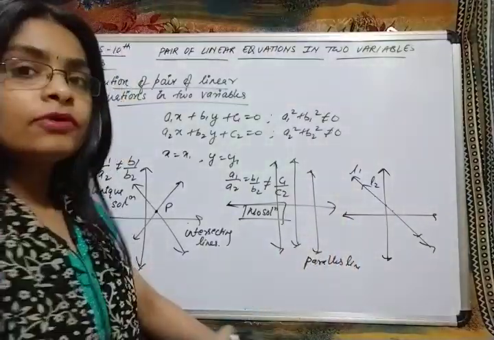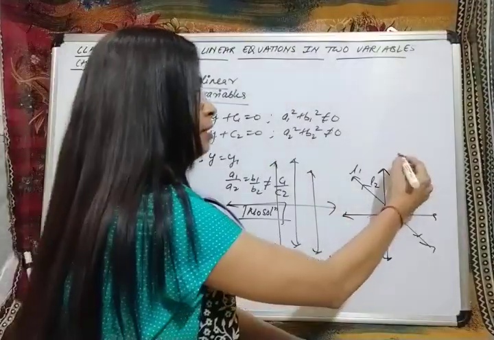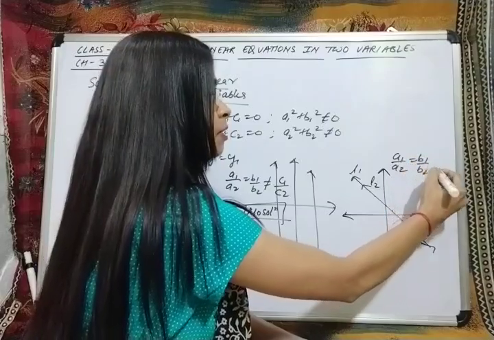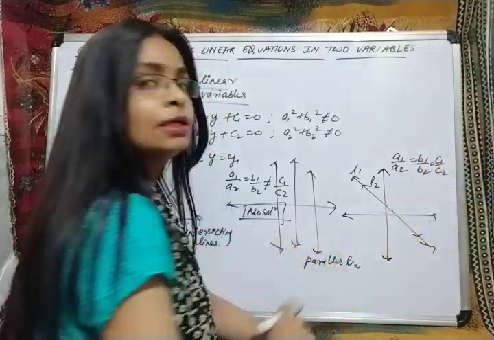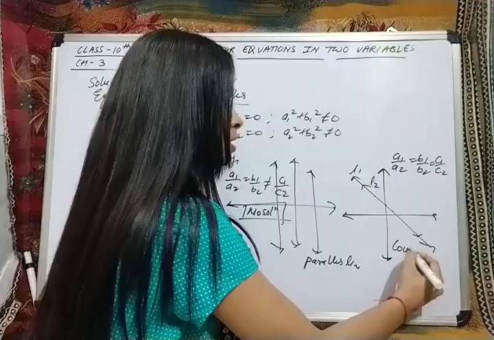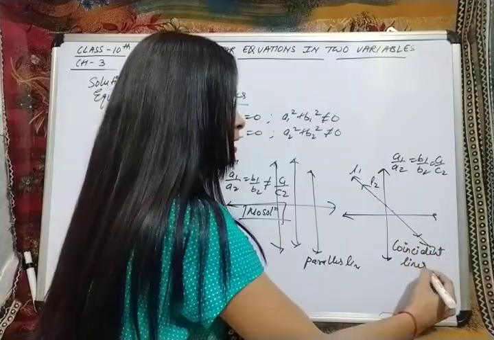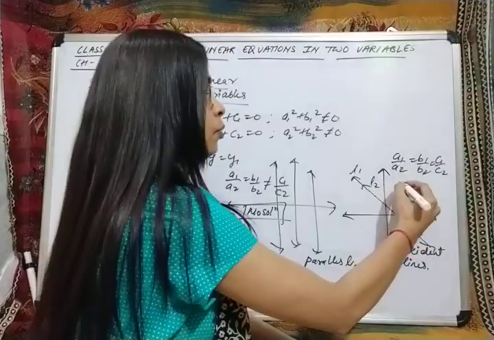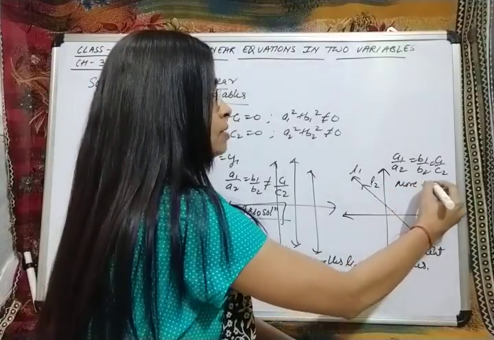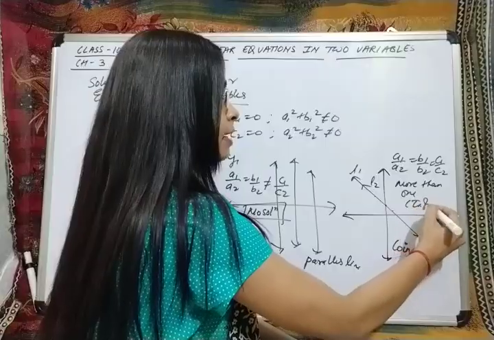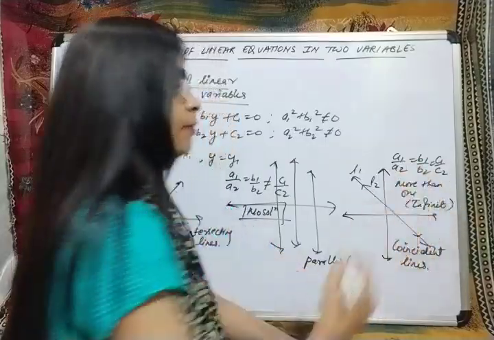Now see here, what was the condition for this? Here the condition was that all the ratios were equal: a1 upon a2 is equal to b1 upon b2 is equal to c1 upon c2. And these lines are known as coincident lines. One over the other, we get only a single line. And for this we get more than one solution, you can say infinite solutions.